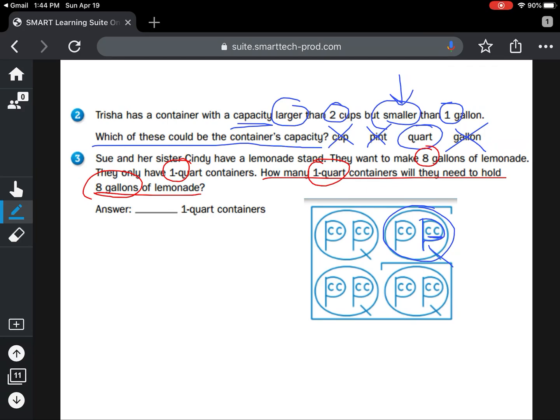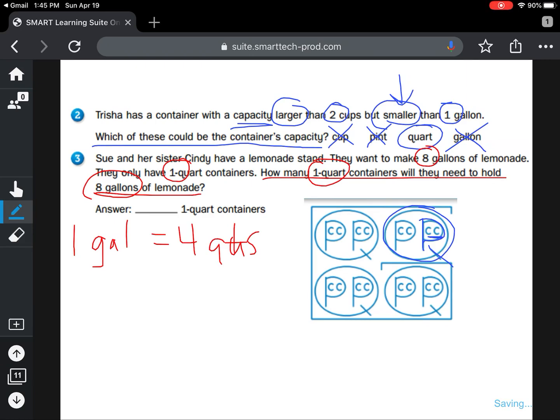All right, let me tell you how I was thinking or how I started working this out. I don't know how many quarts are in 8 gallons, but I can use the diagram at the top of page 228 to tell me how many quarts are in 1 gallon. So I'm going to make a note to myself. I'm going to say 1 gallon, I'm just going to abbreviate, equals, how many quarts? Looks like 1, 2, 3, 4. So 1 gallon equals 4 quarts.